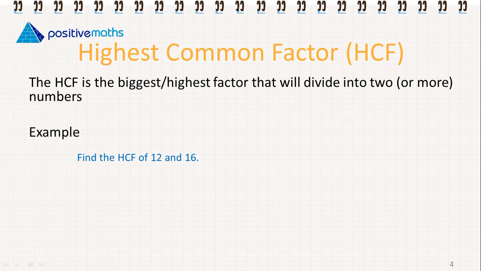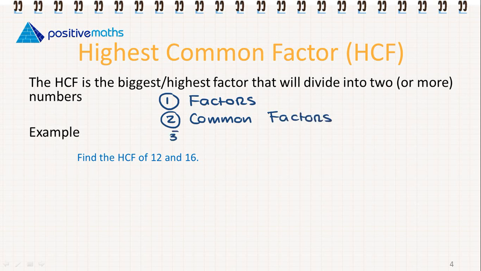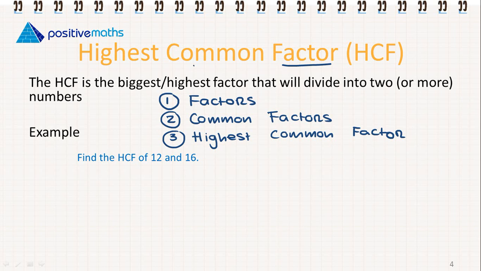Before we do this, we're going to break down what we need to do into 3 steps. The first thing that we need to do is list the factors for both numbers. The second thing we need to do is find the common factors. And then the last thing, step 3, is find the highest common factor. So what you'll notice here really is that it's like we're working backwards from the title. The first thing we do is find the factor, then we find the common factor, and then we find the highest common factor.